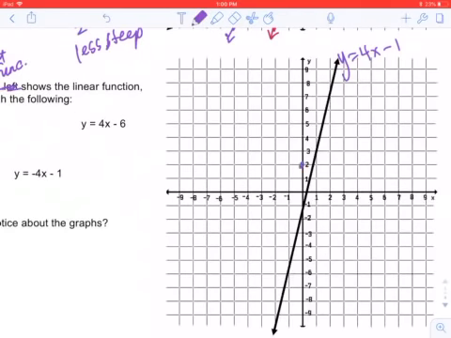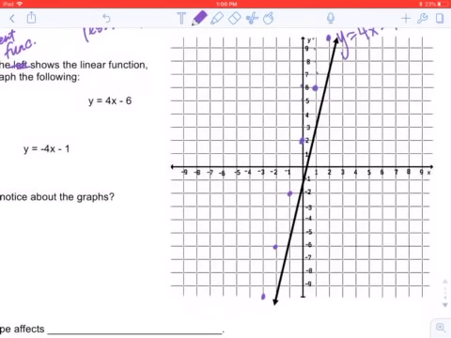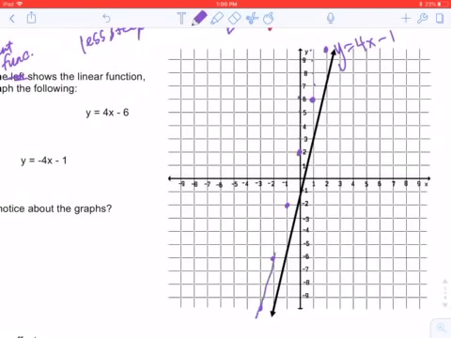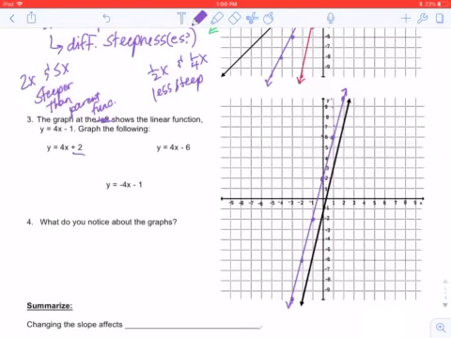Slope is still 4. 1, 2, 3, 4 over 1. I could also go down 4 to the left 1. And then let me connect those with a line. It's kind of confusing to have this label here. The purple one's y equals 4x plus 2, sorry. Okay. See what you notice there. Let's do the next one.